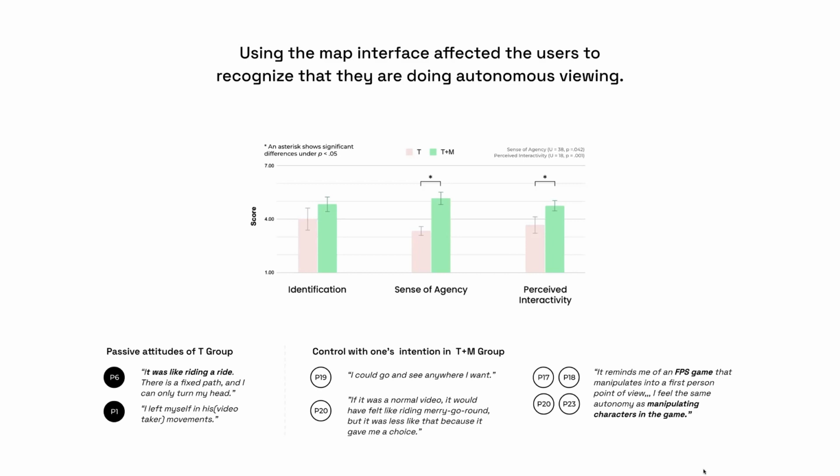Also, those who used the map interface reported higher perceived interactivity and agency, feeling more autonomous in their viewing experience compared to those using only the timeline interface, who tended to be more passive viewers. Despite being aware they were watching a pre-recorded video, participants who used the map interface expressed enjoyment in freely exploring the exhibition with their own intentions, similar to navigating a virtual game environment as a game character.